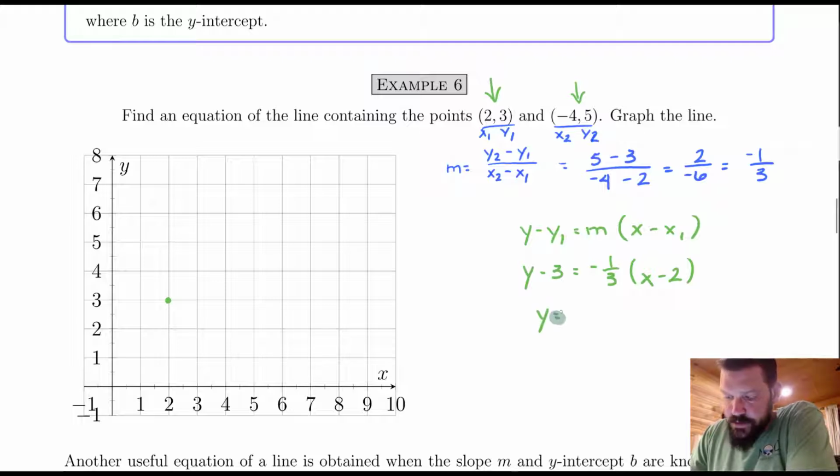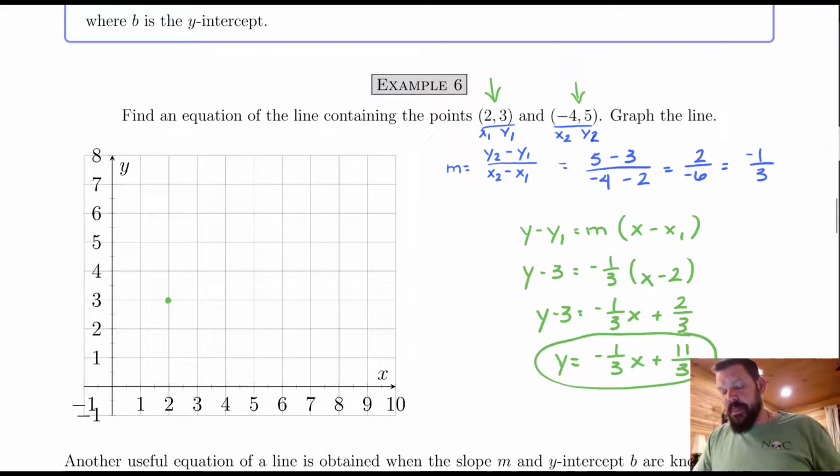If we simplify, and then we would add 3 to both sides, we would get y equals -1/3 x plus 11/3. So there's the equation of the line.